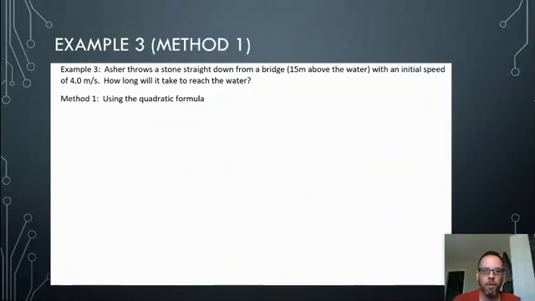Here, Asher throws a stone straight down from a bridge. The bridge is 15 meters above the water, with an initial speed of 4 meters per second, and he's throwing it straight down. So if you can imagine, maybe make a little visual of this to the side.